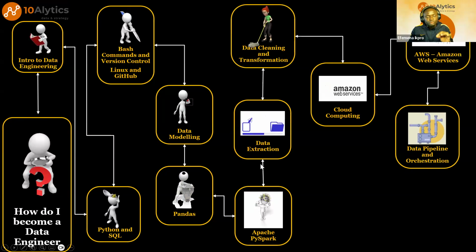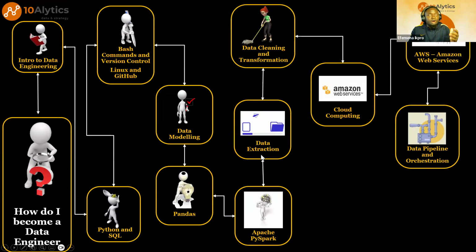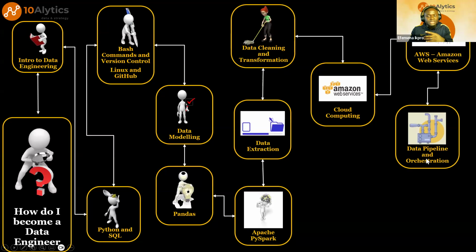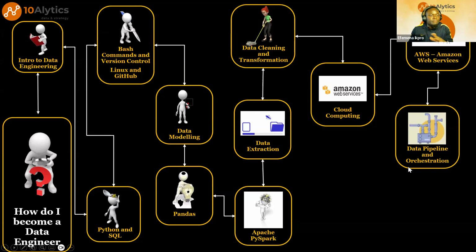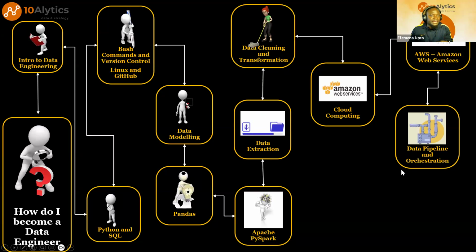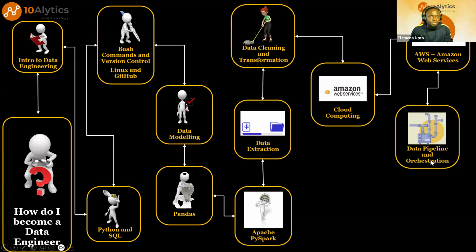But if I need to run my pipeline at this point in time, I will need to run it manually. Now, orchestration basically is talking about how do you automate it to run by itself? How do I automate my pipeline to run by itself? That's exactly what we're going to be teaching you.